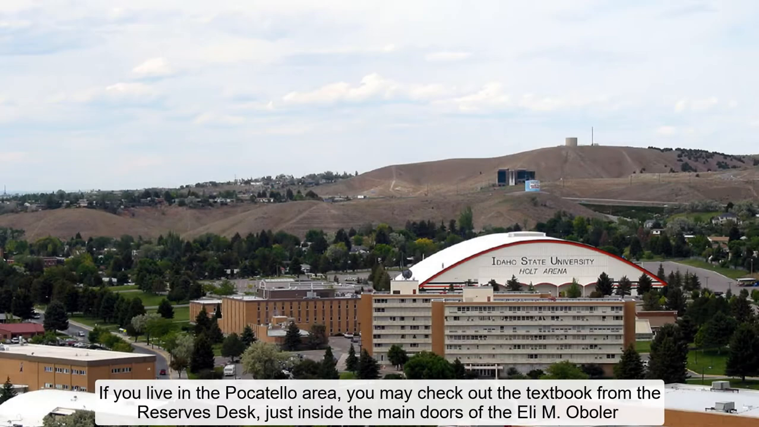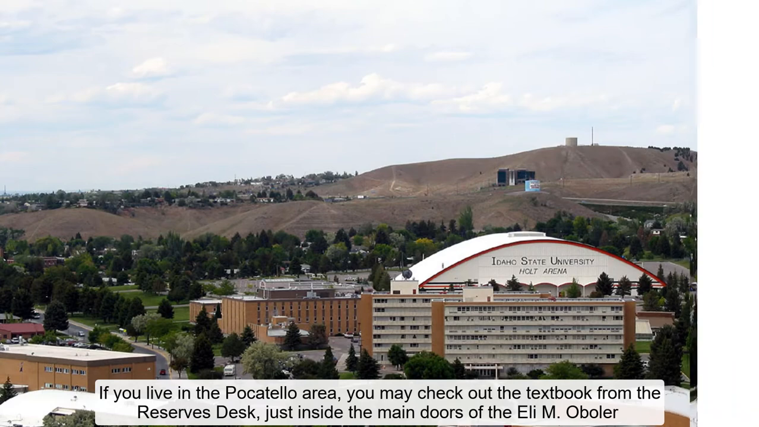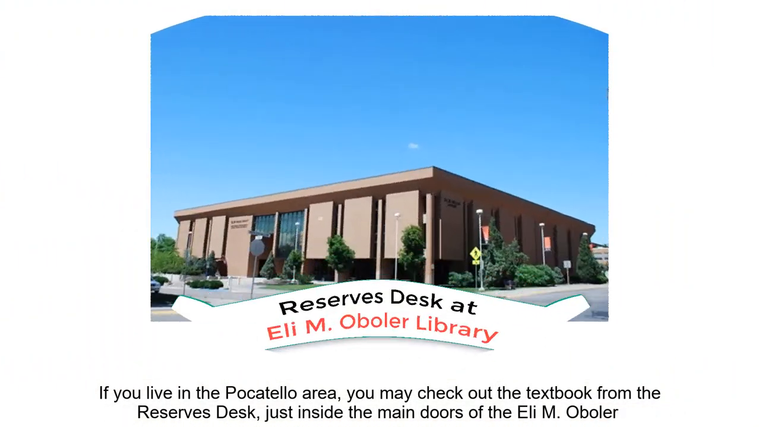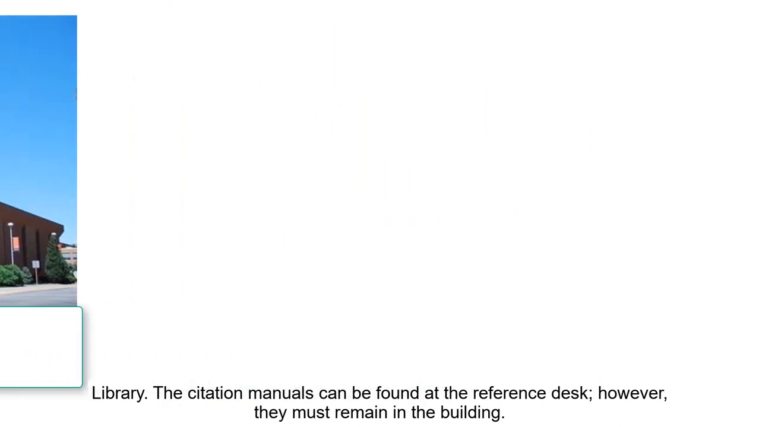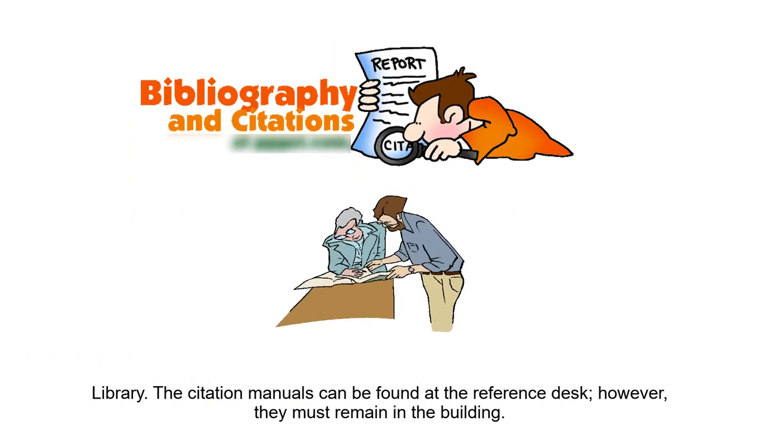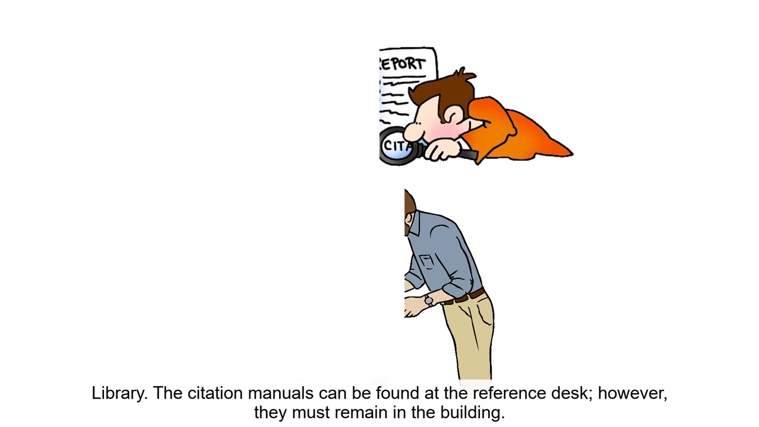If you live in the Pocatello area, you may check out the textbook from the Reserves desk, just inside the main doors of the Eli M. Oboler Library. The citation manuals can be found at the reference desk. However, they must remain in the building.